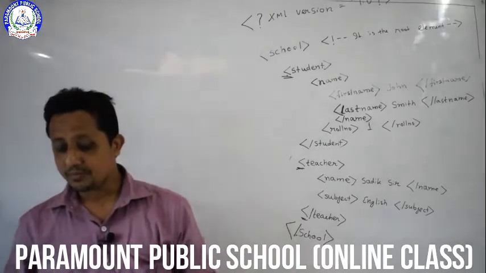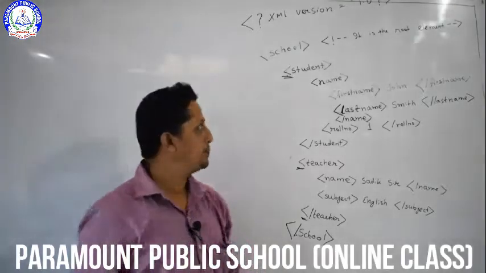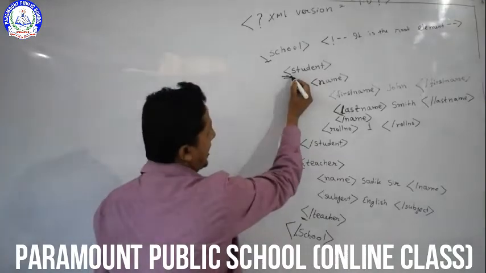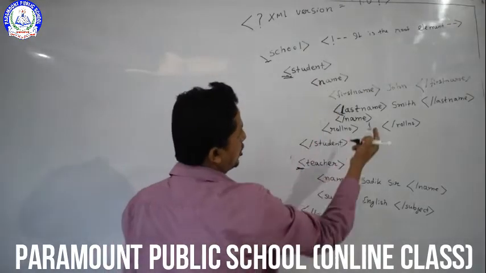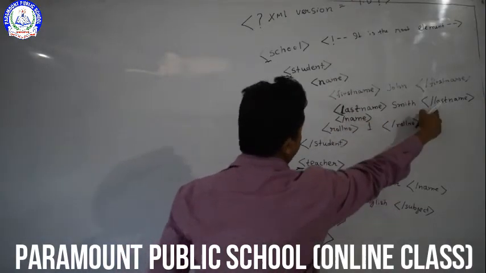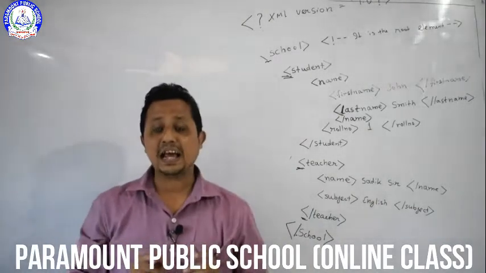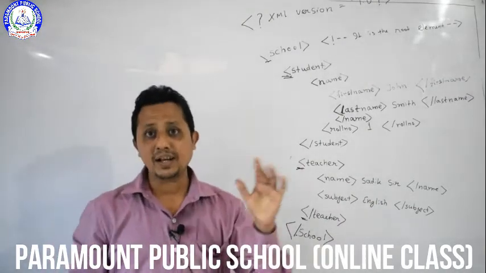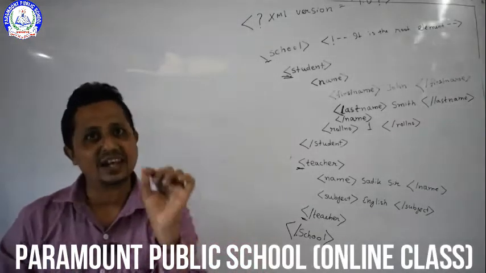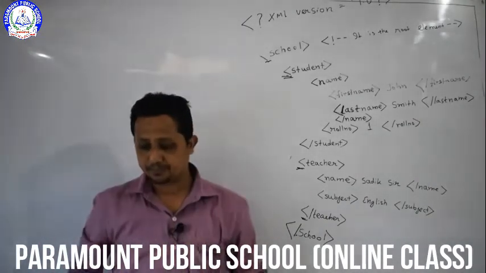Number two, each start tag must have a corresponding end tag. See, start has a corresponding end, and so on for each one. So all start tags have the corresponding end tag. All empty tags must be nested properly. If we use an empty tag, we must nest it properly.